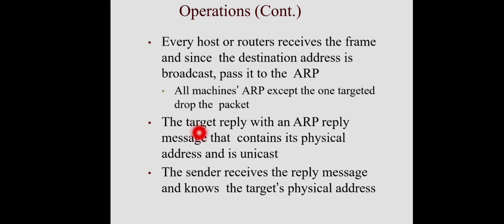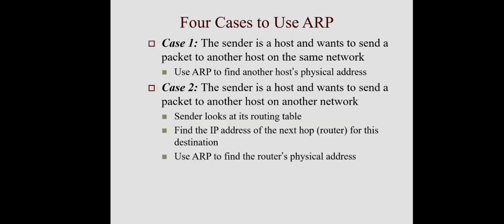The target replies with an ARP reply message that contains its physical address, and it is unicast. The sender receives the reply message and knows the target's physical address. So this is how it proceeds. Now, different scenarios to use ARP. Case 1: the sender is a host machine and wants to send a packet to another host on the same network. In such a case, in a local network, communication is definitely only through the MAC address, right?